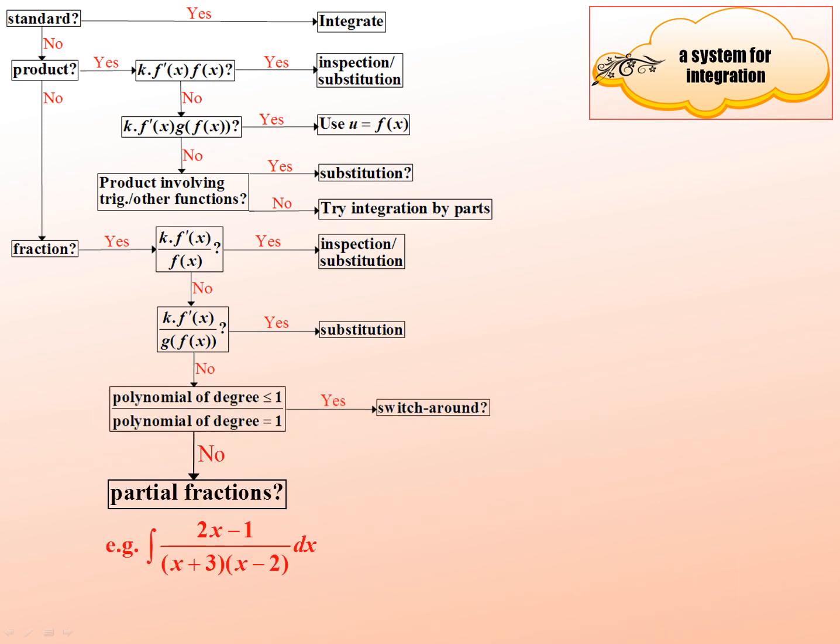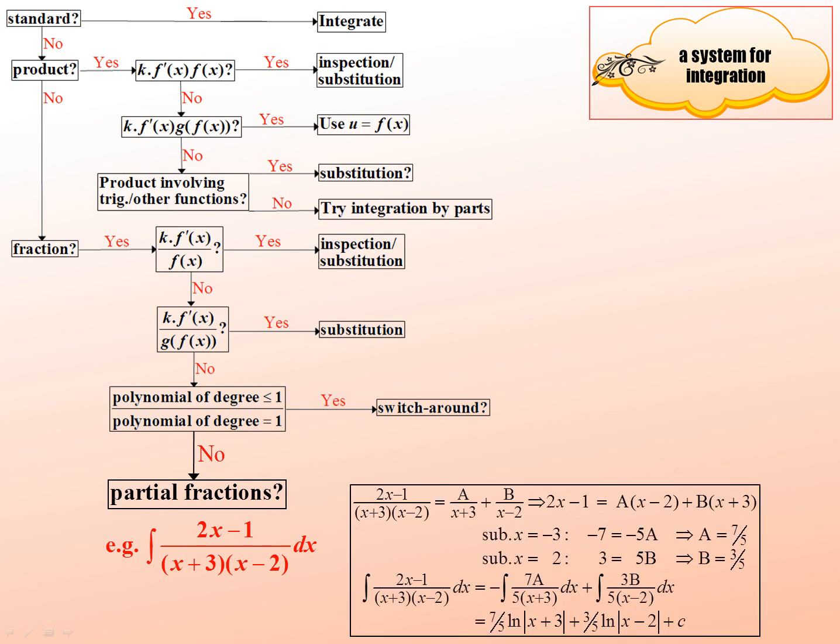Is it perhaps partial fractions? If it's a fraction, is it perhaps partial fractions? And usually partial fractions works if you can factorize the denominator. So here's a case. I can make that into two fractions with x plus 3, x minus 2 as your denominators. Finding a common denominator and equating just the numerators, 2x minus 1.